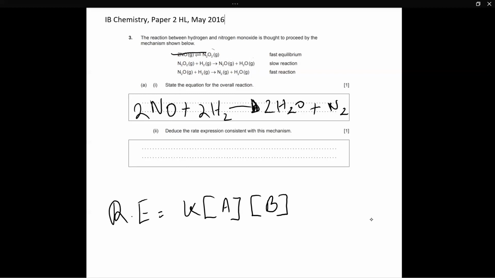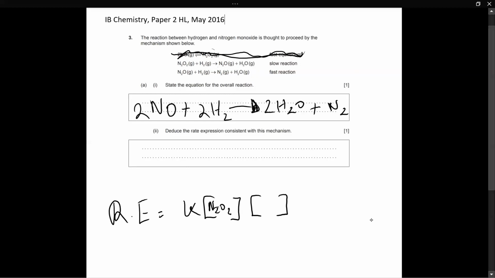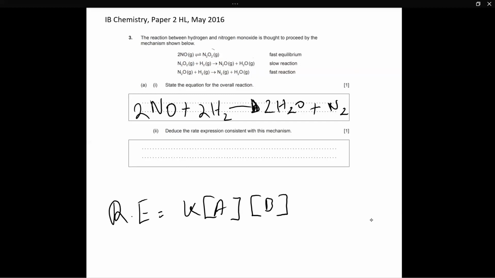However, imagine if this wasn't there. Imagine if this didn't exist. If this didn't exist, you would only use the slow reaction to calculate the rate expression. So if you just ignored this, the rate expression would then be K times the concentration of substance A, which is N2O2, times the concentration of substance B, which is H2. We take into account the reactants. We don't look at the products. This would be the rate expression if the fast equilibrium didn't exist, but it does exist. So we need to take the fast equilibrium into account as well.